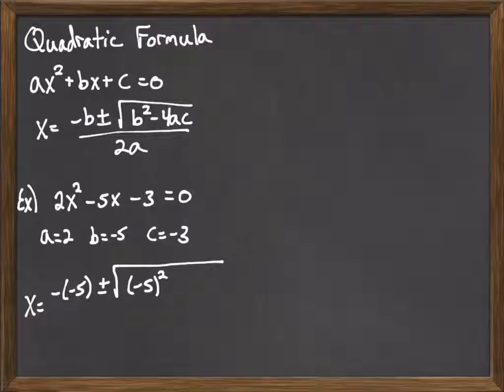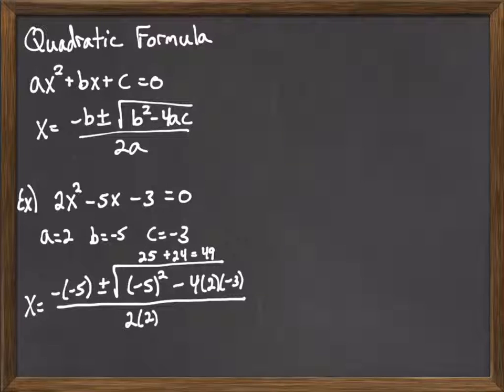And then it's minus 4 times a times c. So 4 times 2 times negative 3, and then all over 2 times a, 2 times 2. And now we're just going to start simplifying. So I look inside the radical, and what I typically do is I simplify that, I write that right above the radical, so I don't have to rewrite the whole thing. So negative 5 squared is 25, minus 4 times 2 times negative 3 is 24, 25 plus 24 is 49.